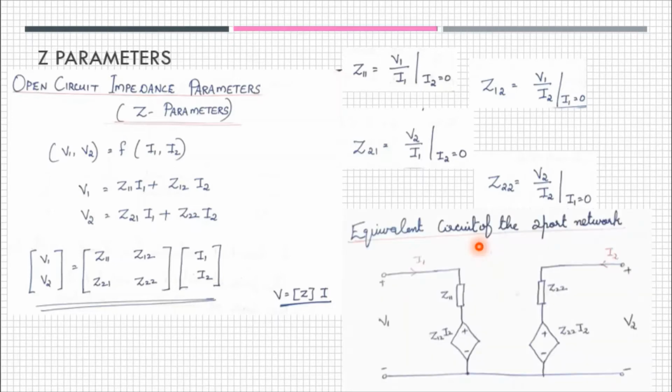And this is the equivalent circuit of the two-port network. Here V1, if we apply KVL to this loop, we can write V1 equal to I1 into Z11 plus Z12 I2, which is same as this equation. And if we apply KVL to this loop, we can write V2 is equal to Z22 into I2 plus Z21 I1, this equation.